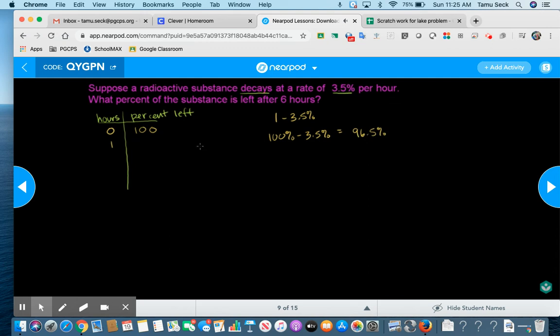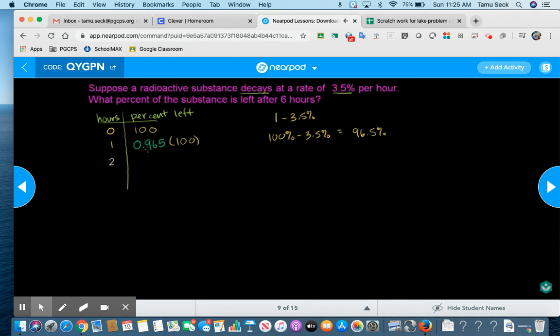So in hour 1, we're going to have 96.5% of hour 0, or 0.965 times 100 times hour 0. Now what happens in hour 2? Hour 2.